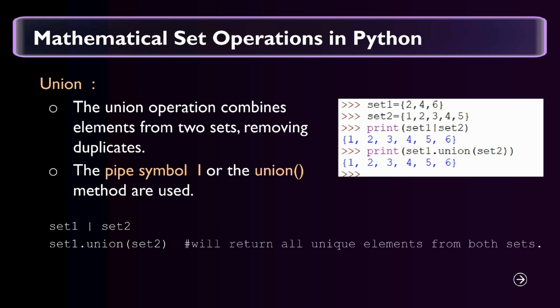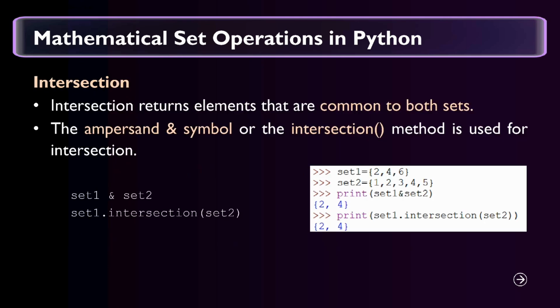Here the syntax of union operation is shown. Next we have the intersection operation. Intersection returns elements that are common to both sets. We use the ampersand symbol or the intersection method for this. The syntax of intersection operation with an example is shown here.